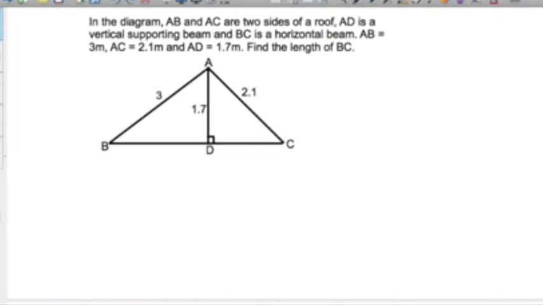All right, let's take a look at this next one. In the diagram, AB and AC are 2 sides of a roof. AD is a vertical supporting beam, and BC is a horizontal beam. AB equals 3 meters, AC equals 2.1 meters, and AD equals 1.7 meters. Find the length of BC. Well, the first thing I'm going to do is find the length of BD. Then what I'm going to do is find the length of DC. Then I'm going to combine that answer to figure out the entire length of BC.